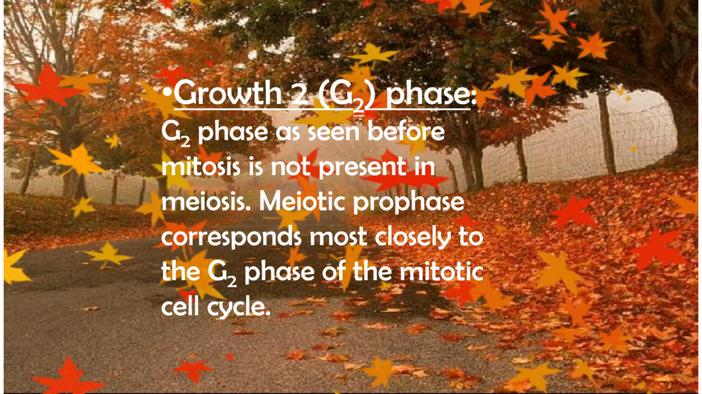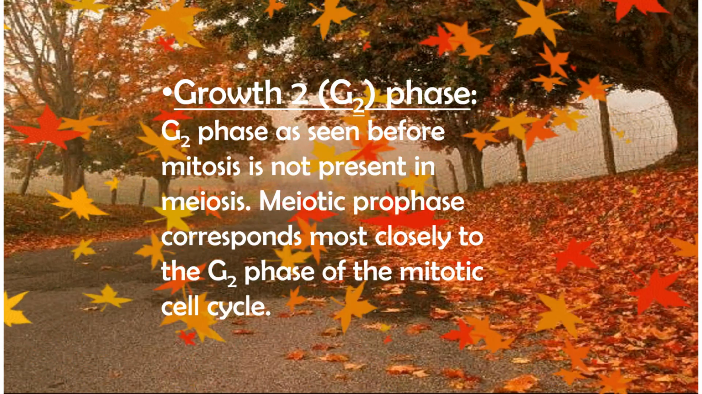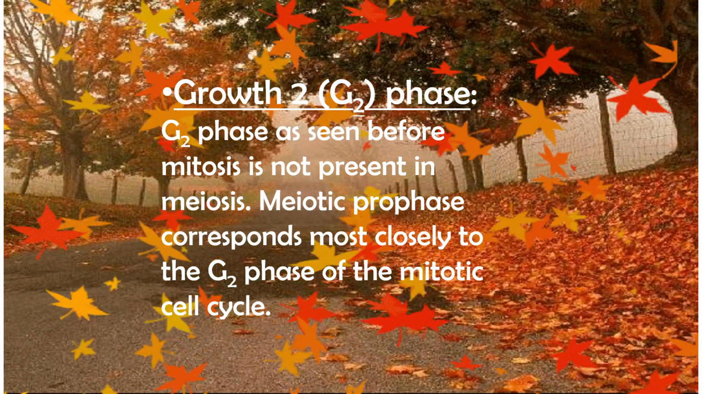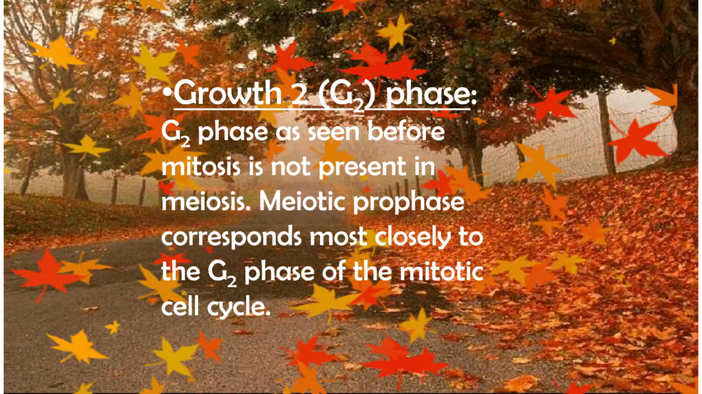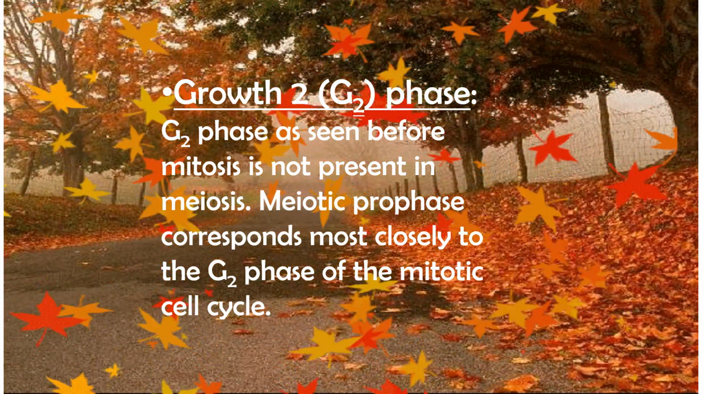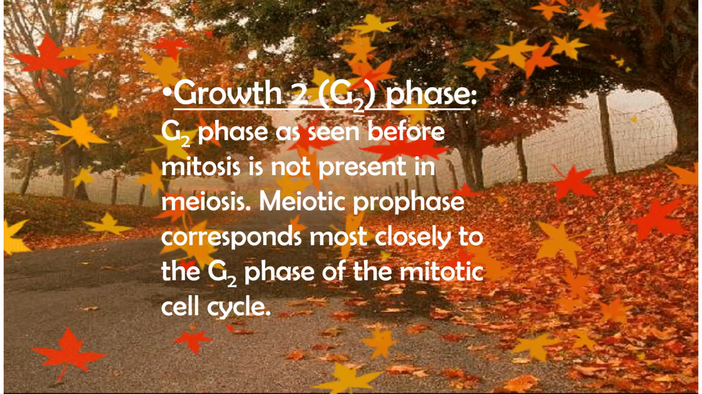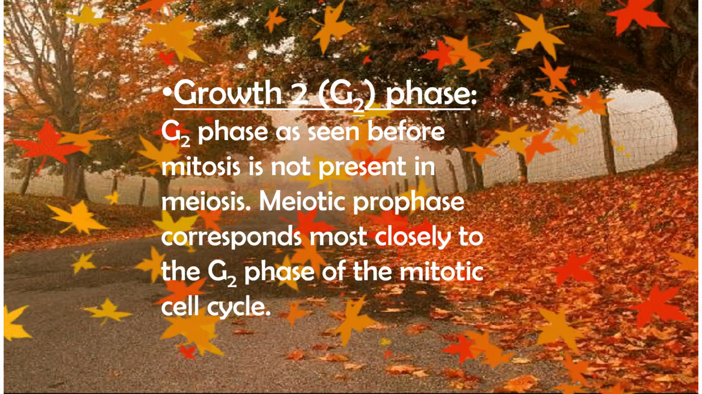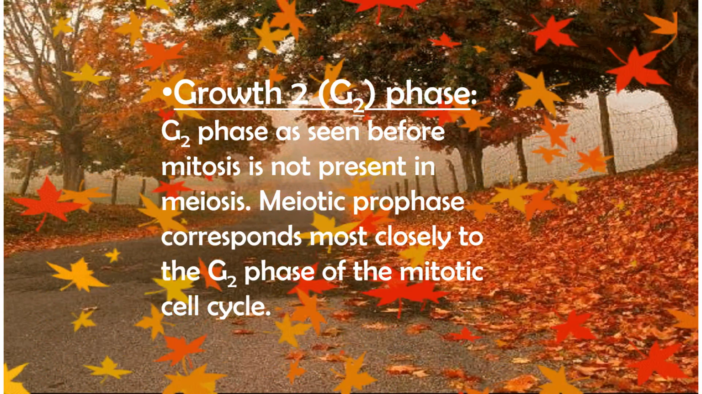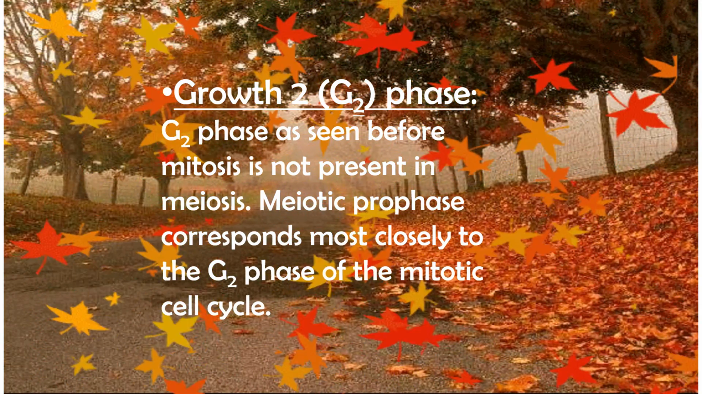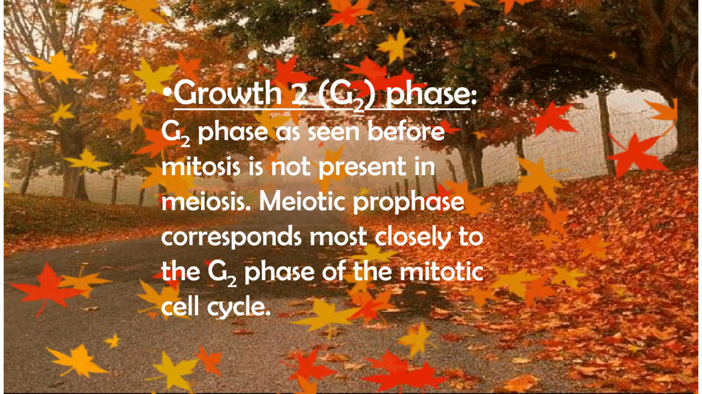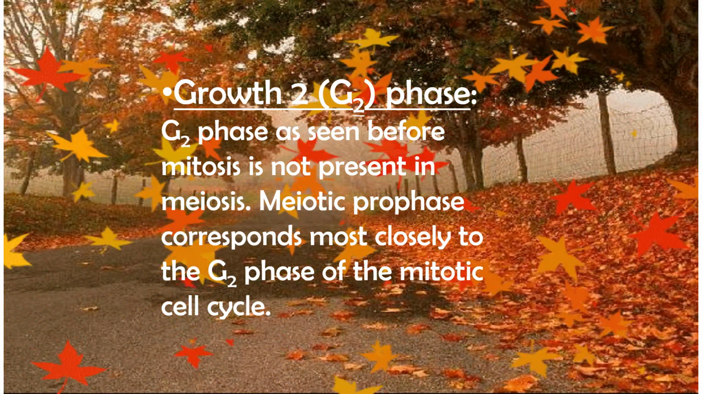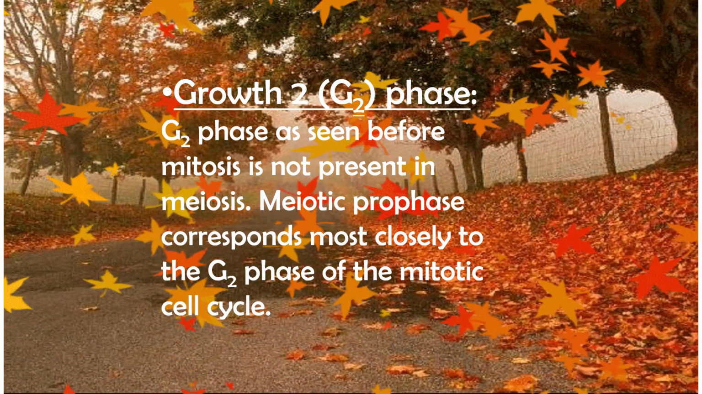Now, for the G2 phase, or the growth 2 phase, this phase, as seen before mitosis, is not present in meiosis. Meiotic prophase corresponds most closely to the G2 phase in the mitotic cycle. The G2 phase is usually preparation for cell division, assembly of proteins such as the microtubules, which are hollow protein fibers that cause the chromosomes to move during cell division. Okay?